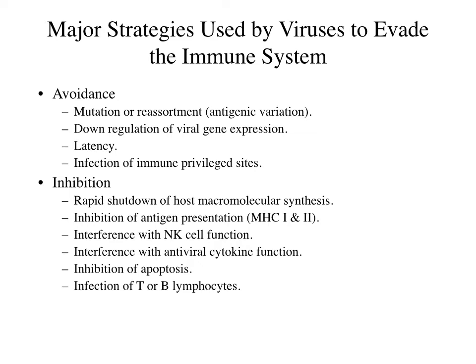For instance, downregulation of MHC antigens on the surface of virus-infected cells is a strategy used by many diverse viruses. We see rapid shutdown of host macromolecular synthesis, interference with NK cell function. We'll look at a slide on that next. Inhibition of apoptosis, or some viruses directly infect T or B lymphocytes.